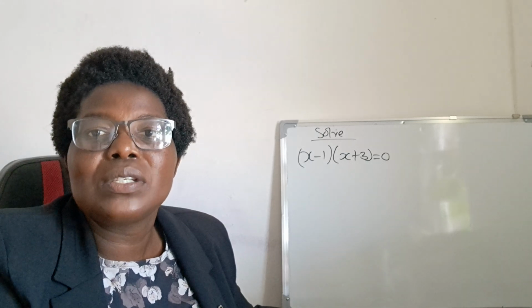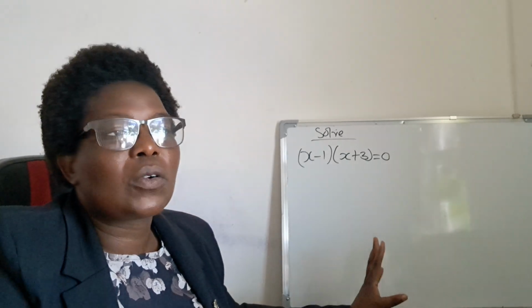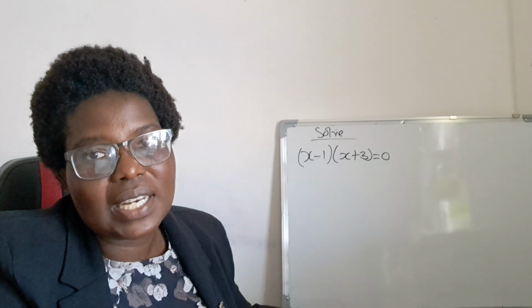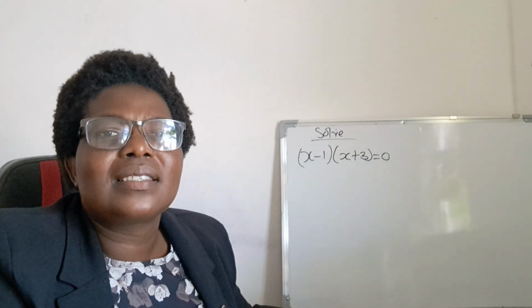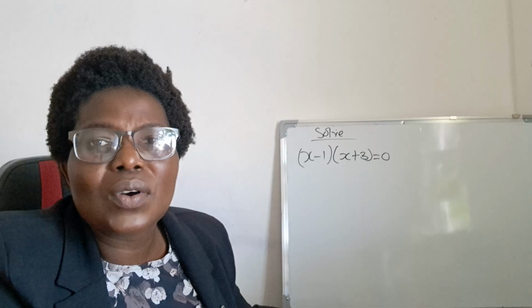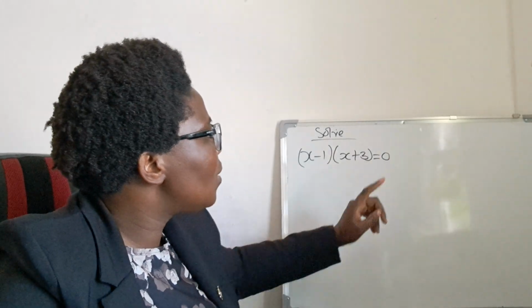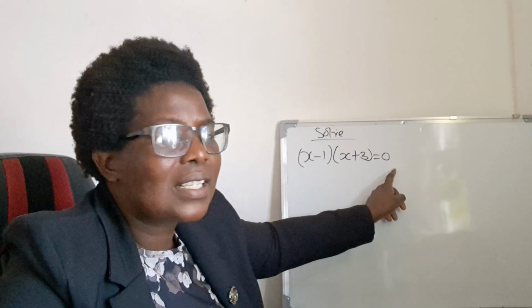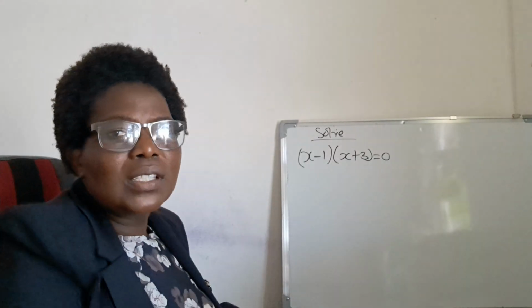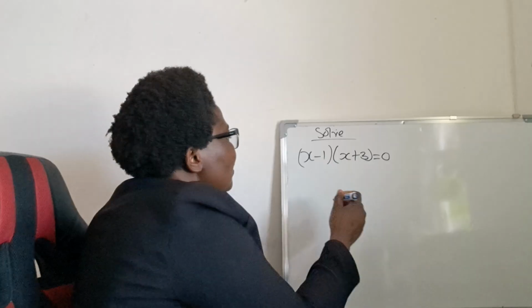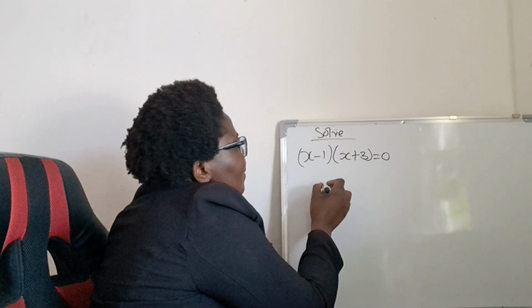Okay, so the quadratic formula, you can only use it if you don't have other alternatives. In this one, it's simple. We can just solve it the same way it is. How? Because if x minus 1 is equal to 0 and x plus 3 is also equal to 0, you can split it to make two equations. Why? Because they are multiplying.